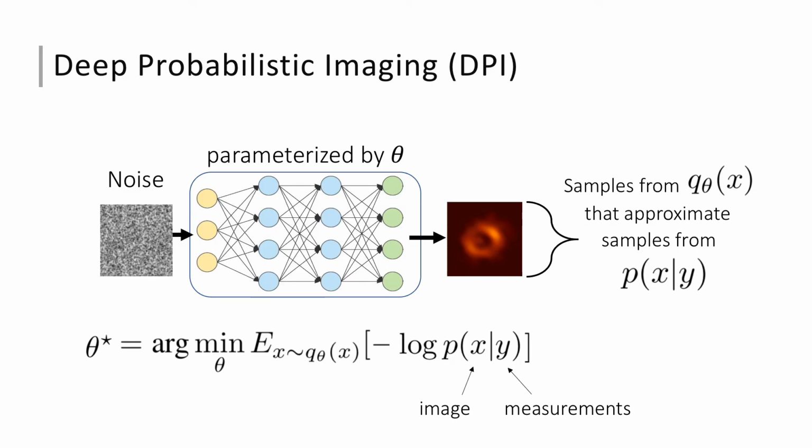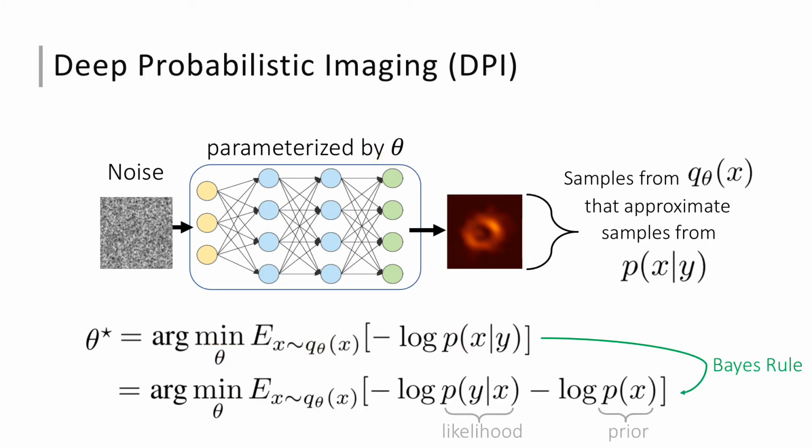Actually, the DPI optimization problem can also be intuitively derived by naturally extending the MAP estimation method. Since we want to use our neural network to generate many good reconstructed images, here we can optimize the expectation of the MAP estimation loss of multiple image samples from our generative model. More specifically, we will optimize the neural network weights, theta, so that every time we sample a new image, x, from this network, the posterior likelihood of that sample is high conditioned on the observed measurements y.